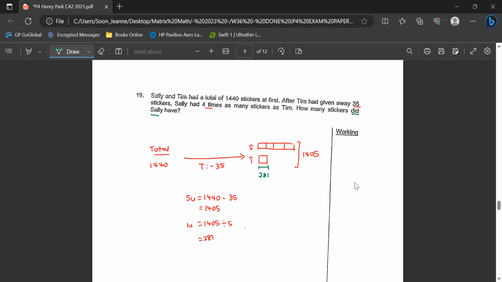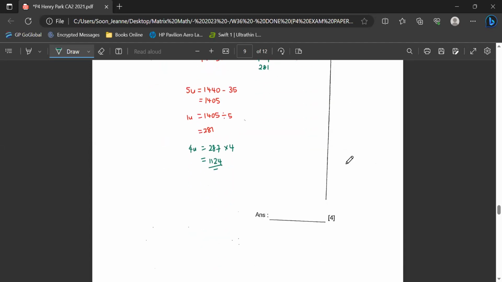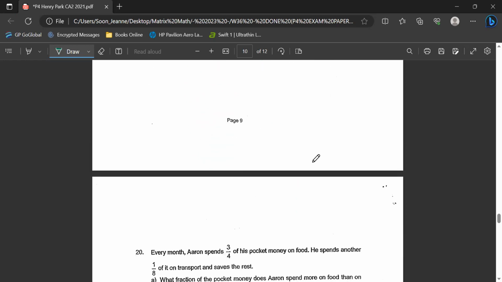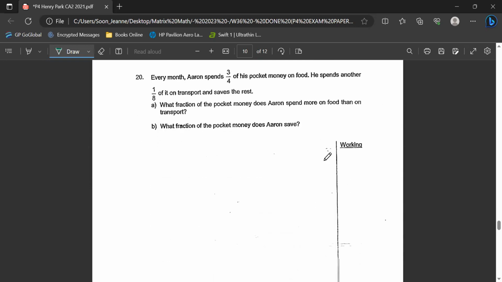Nothing happens to Sally. Sally's amount will still remain as 4 units here, because it's only Tim that gave away the stickers. So we are looking for the value of 4 units for Sally. 281 times 4, your answer will be 1124. So how many stickers did Sally have? Sally actually has just 1124 stickers. Okay, that's your answer. So I'm going to the last question, which is question 20.